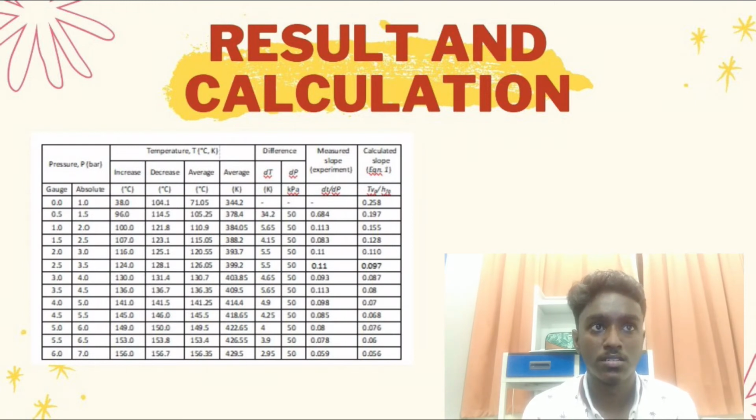And for the measured slope, we have to do the calculation as usual with dT and dP. dP is the difference in pressure in kilopascals. So for the Tvg and Svg, we follow the equation that was given to us. There are the following answers, and the answers we can get from the thermodynamics table.